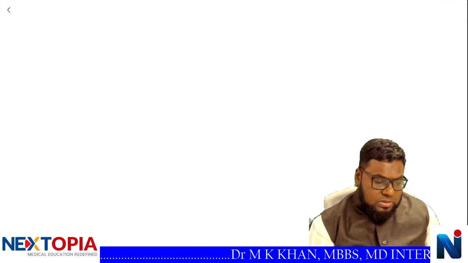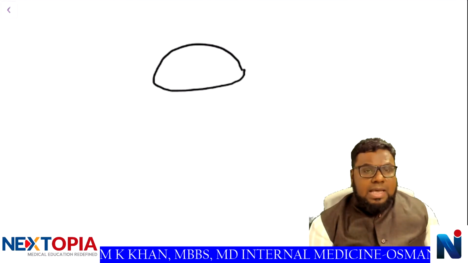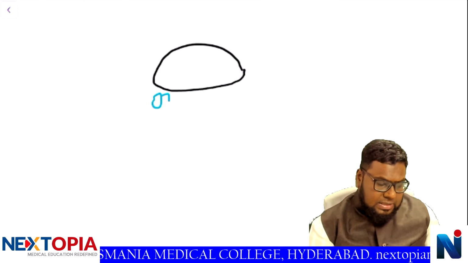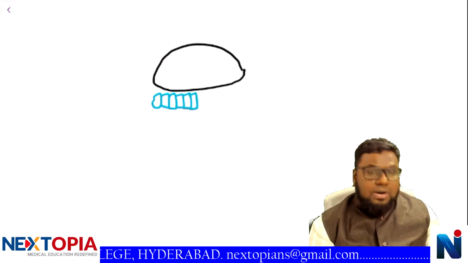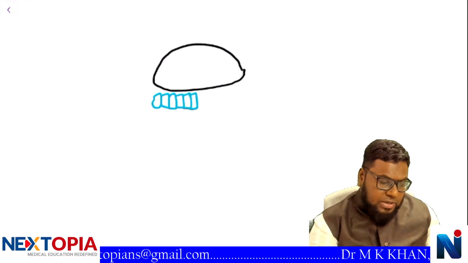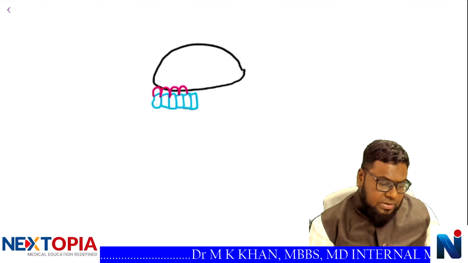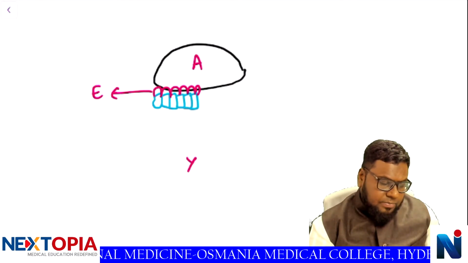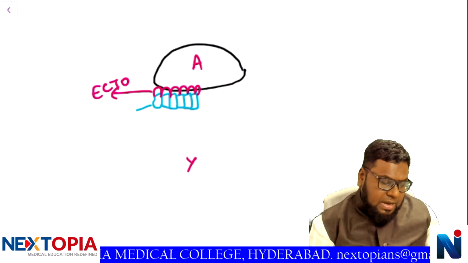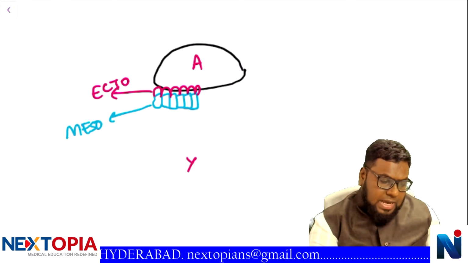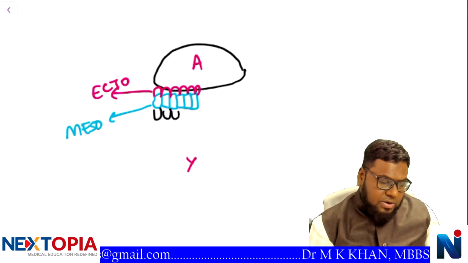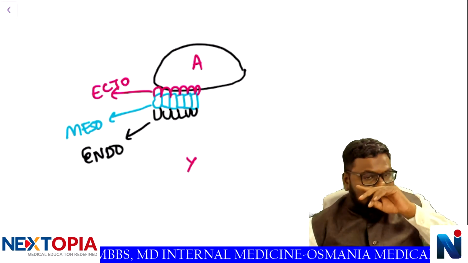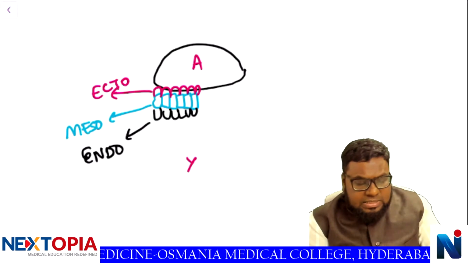Suppose this is the amniotic cavity, and suppose we have got the mesodermal cells like this. We have got the ectodermal cells like this on top of it. So this is the amniotic cavity, this is the yolk sac, and this is the ectodermal cell. The blue color I am drawing is the mesoderm. Black color I will draw, so this is the endoderm, the endodermal cells.